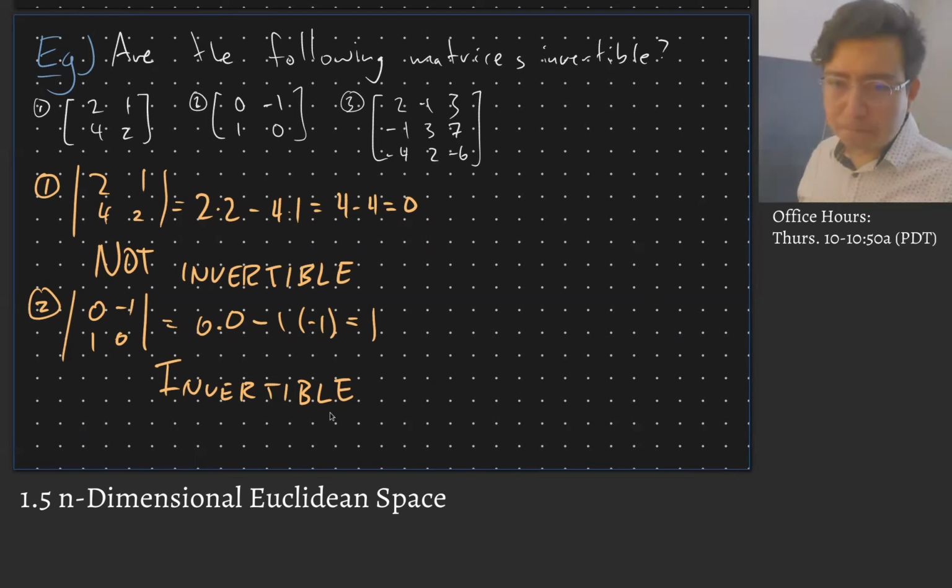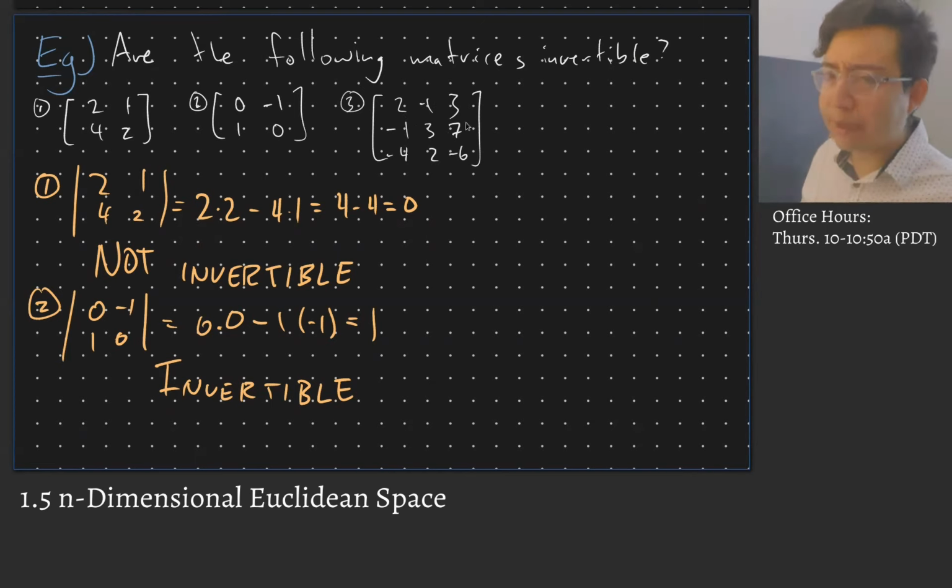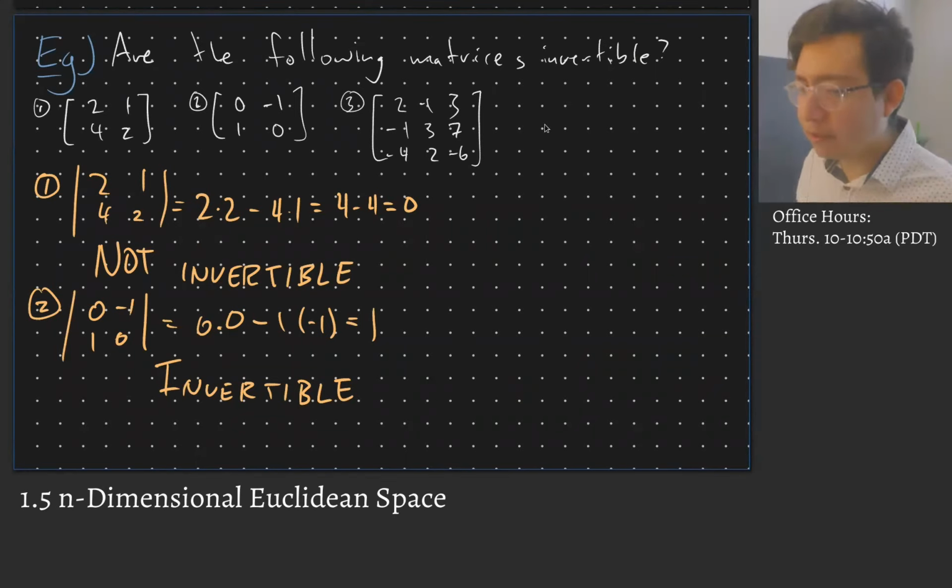Does that make sense? And then for this one, the 3x3, I'll save some time by not going through this one in detail, because the determinant would just take some time to compute, but you just compute this determinant. Is it 0 or is it not 0? And that tells you whether it's invertible or not. Any questions on this? Any questions on anything we've talked about in this section?